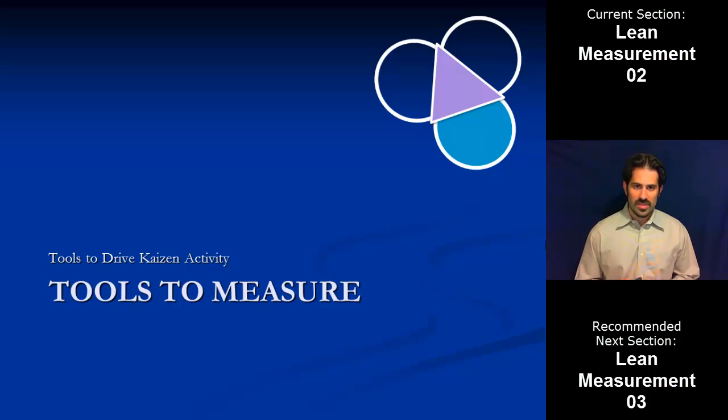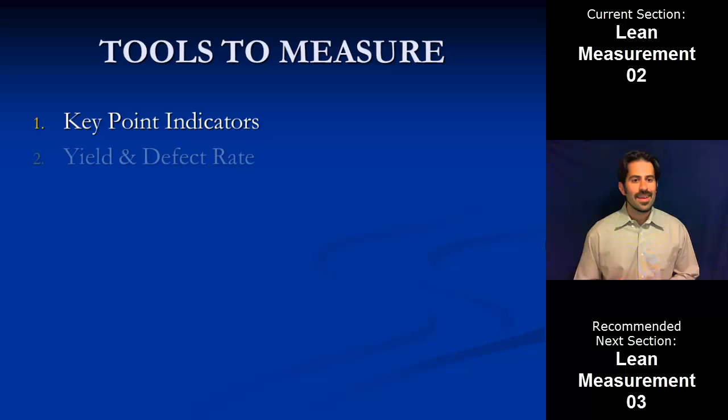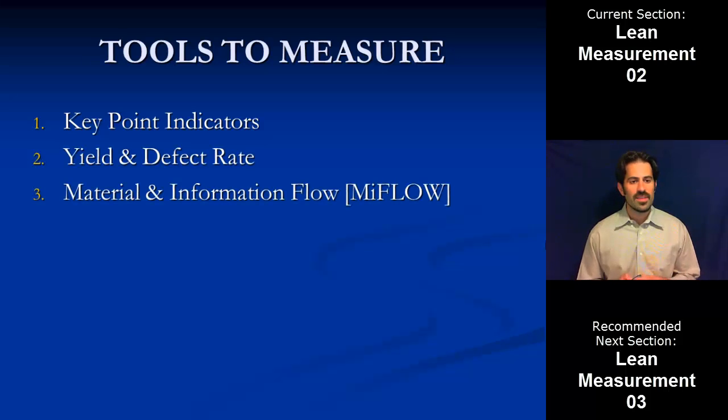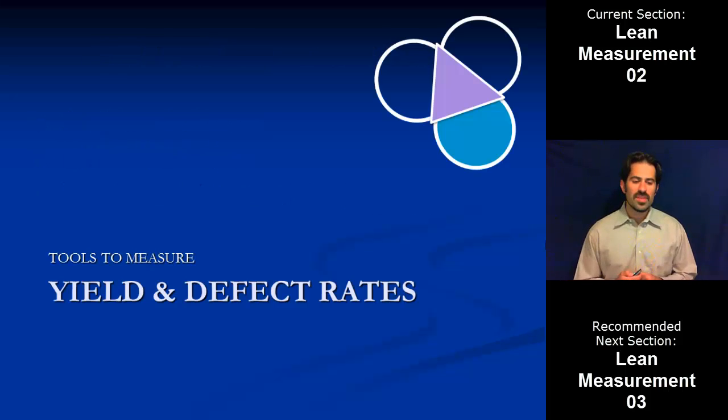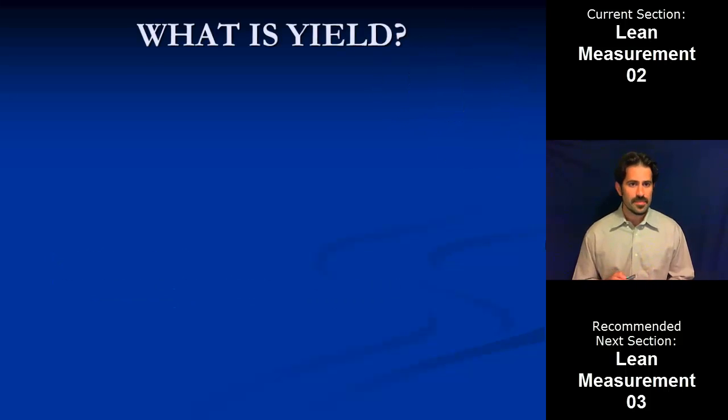So in this one, focusing again on tools to measure, this is section 2 of the module. And in this, there's kind of three things we're going to be talking about. Previous was the key point indicators, and in this section we're going to be talking kind of briefly about yield and defect rates. What they are, how we use them, and most importantly, how we think about them, because that's the key here. So first, we'll talk kind of quickly about yield and what it actually is.